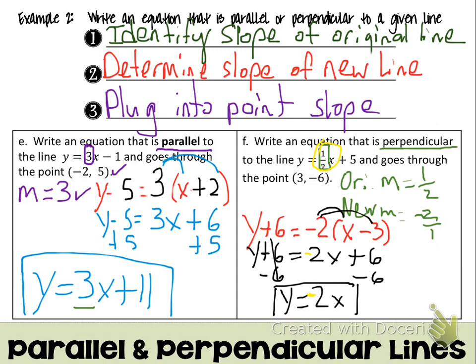So I have 1 over 2 is my original. My new slope is a negative 2. Or it can be, it's the same thing as negative 2 over 1. That way you can tell that they are opposite. One's negative, one is positive, and they are reciprocals of each other. That means the fraction is flipped.